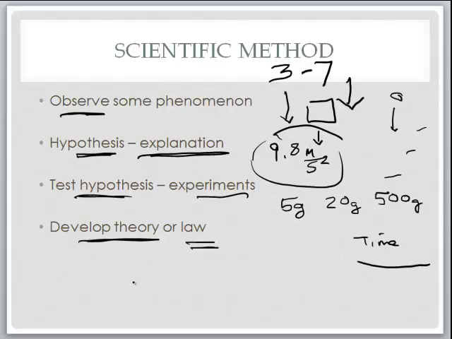Now we'll talk about the difference between a theory and a law a little bit later, but basically what we're going to say is that a scientific law states what happens and a scientific theory explains what happens. And again, we'll get into a little bit more detail with that concept a little bit later.